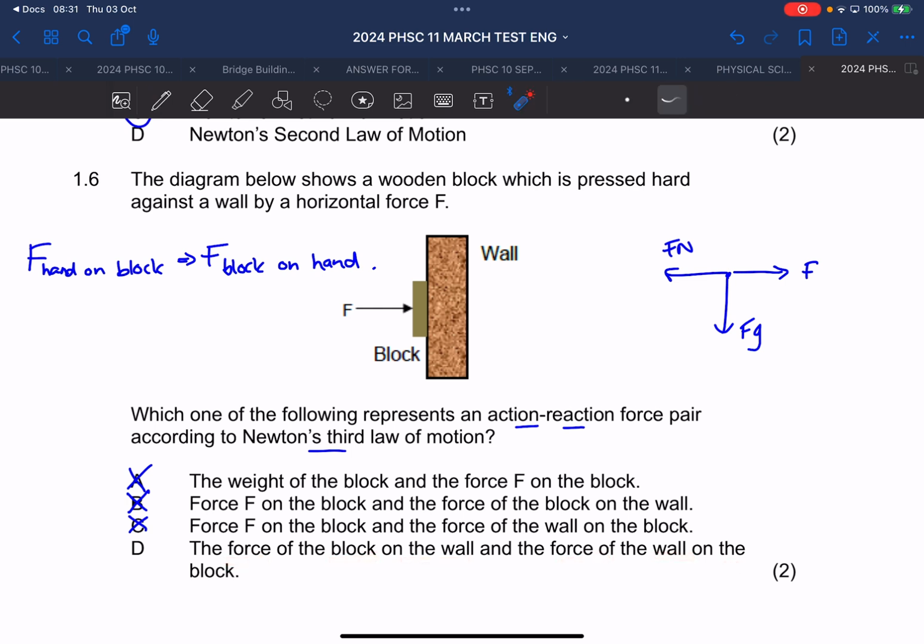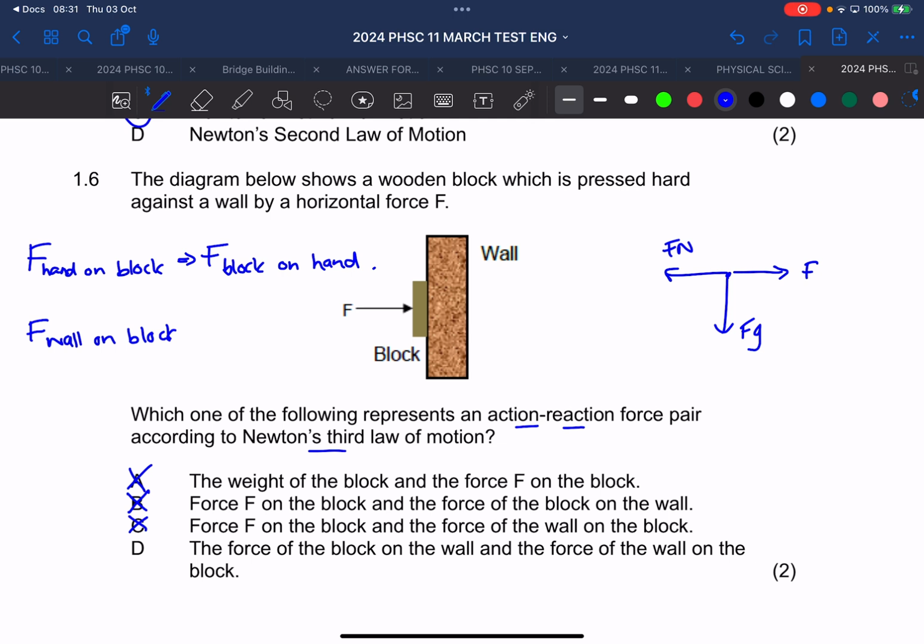So now they're speaking about this normal force. What is that normal force? The force of the wall on the block. That is that normal force. Okay, so if I sit on here, what is the normal force basically? It's the force of the chair on my butt. So the reaction pair will be butt on chair. So the normal force is actually the chair on me.